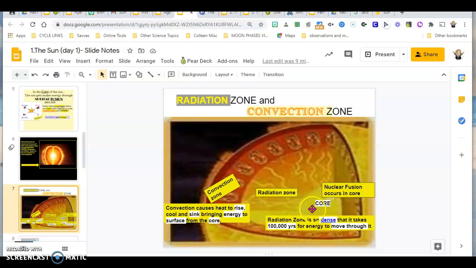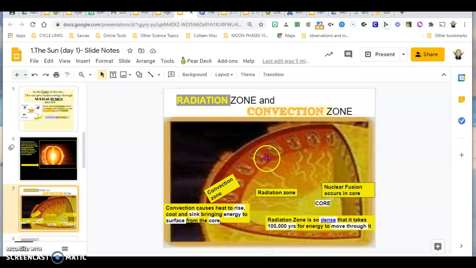So that means the energy that's created right now, right this second, in the sun's core, will not move to the top of the radiation zone until 100,000 years from now. Once it reaches the top, it enters the next region called the convection zone. Convection causes heat to rise, cool, and sink, bringing energy to the surface from the core.